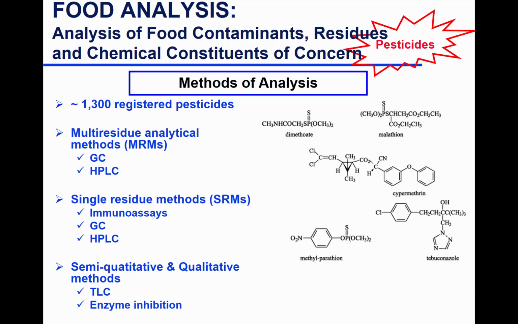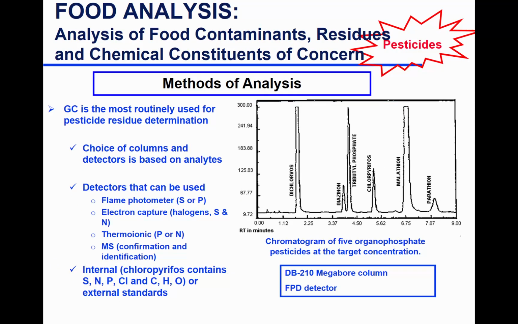Semi-quantitative and qualitative, again, are screening methods to determine presence or not. So it will be thin layer chromatography and enzyme inhibition. Quantitation with GC is most common for those pesticides that are nonpolar. In the past, almost all pesticides used were nonpolar. Most recently, they've started to come up with new pesticides, and they tend to be polar, so HPLC became another method for pesticides.